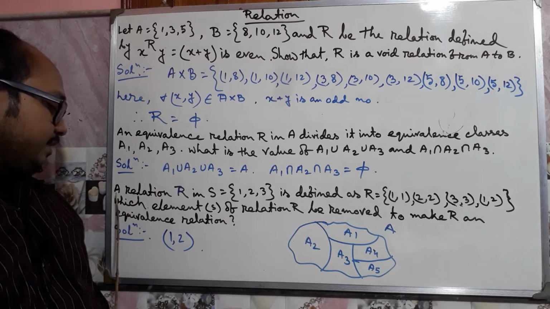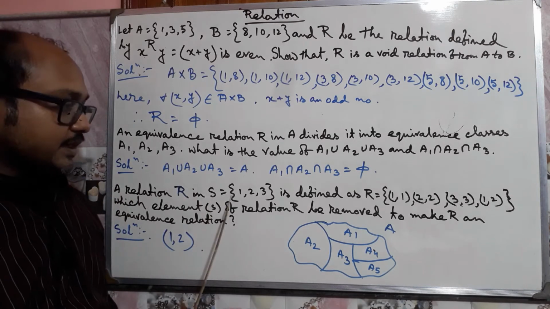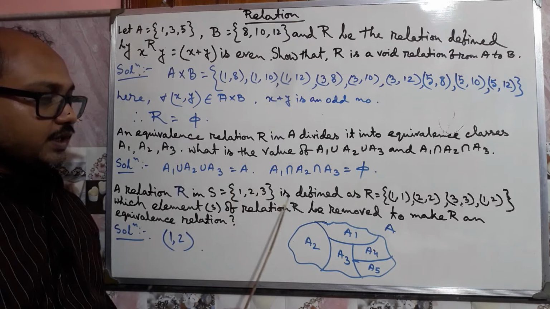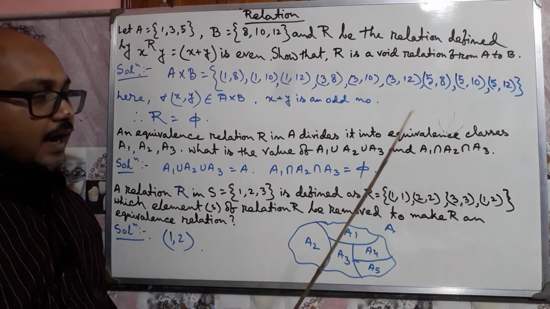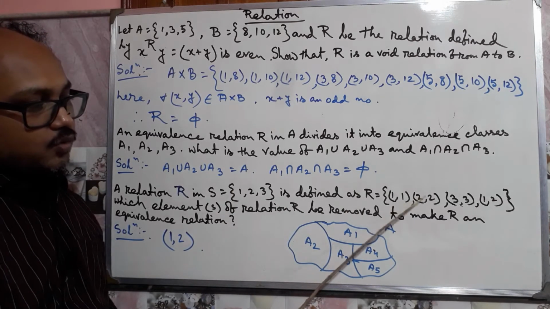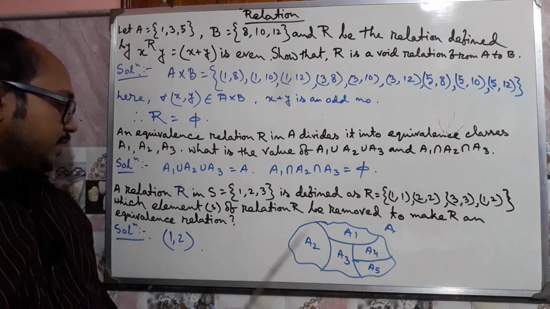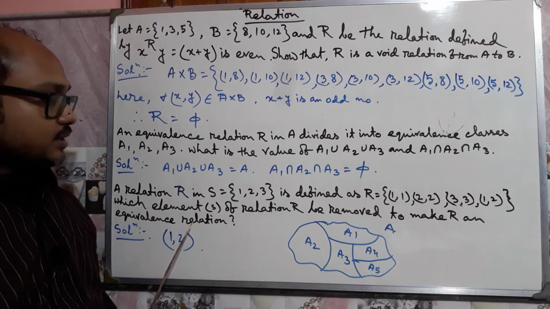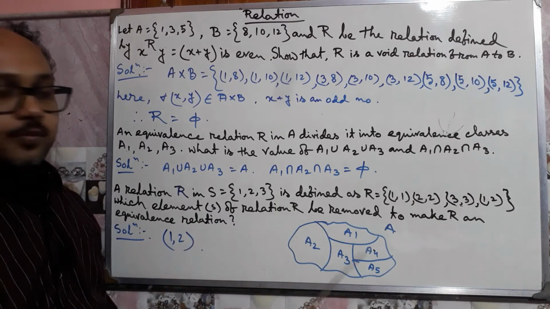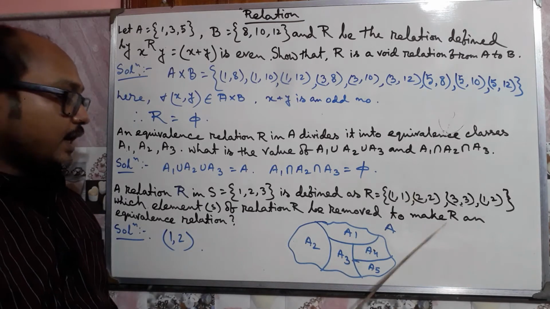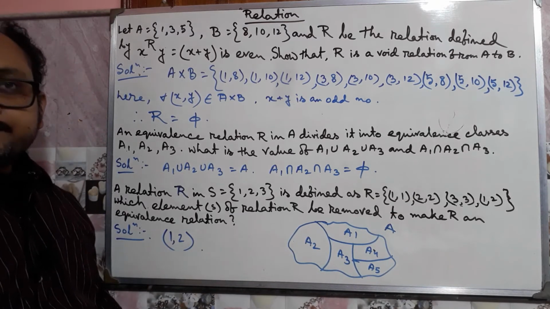Next question: a relation R in the set S, that is {1, 2, 3}, is defined by R equal to the ordered pairs (1, 1), (2, 2), (3, 3), (1, 2). Then which element or elements are to be removed from this relation R to make R an equivalence relation?